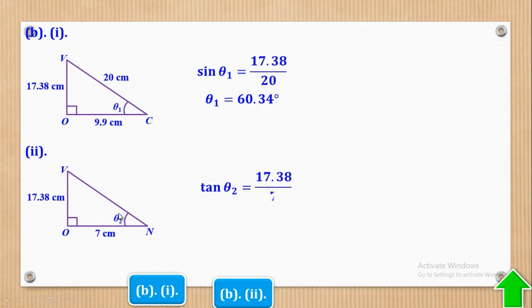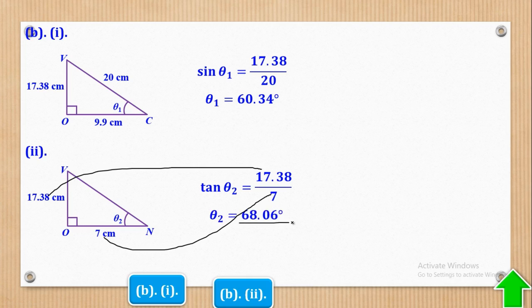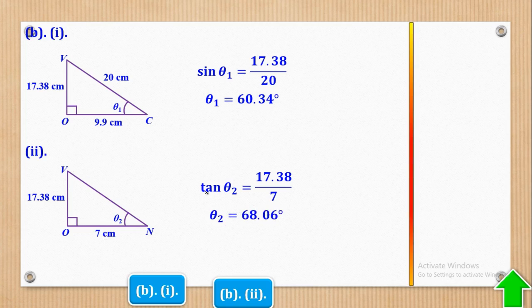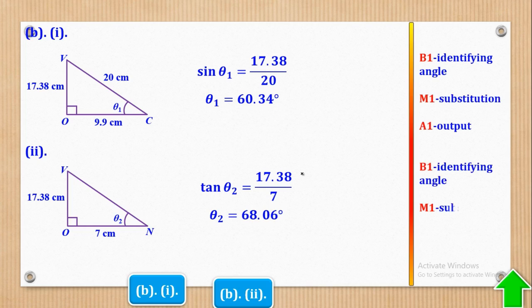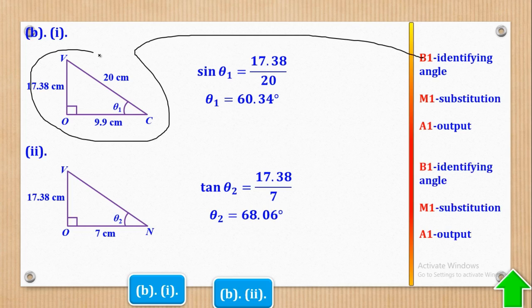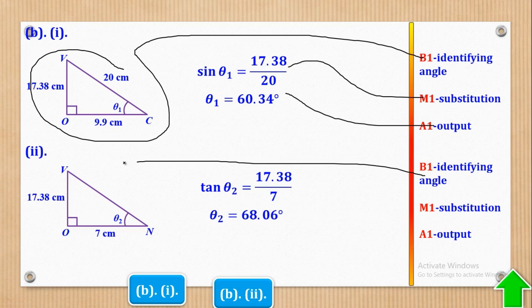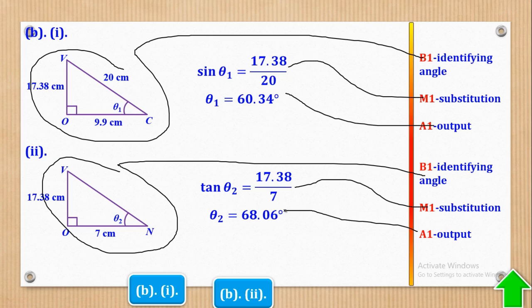So you come here and say that this is opposite, this is adjacent, therefore we shall use tan theta 2 is equal to opposite over adjacent. Therefore theta 2 will be equal to 68.06 degrees. So basically that's what they wanted. Now let's see how much can be awarded. B1 for identifying the angle by drawing this triangle, M1 for substitution and A1 for output. B1 for identifying the angle by drawing that, then M1 for substitution and A1 for output.